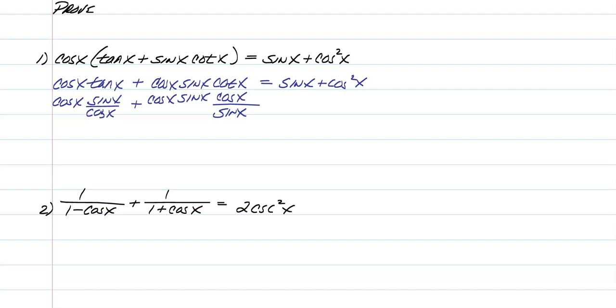And now you can see we can just cancel this cosine with that cosine, and we can cancel this sine X with that sine X. Now the top of this one, we are just left with sine X plus cosine X times cosine X is cosine squared X. And check it out, we're done already.